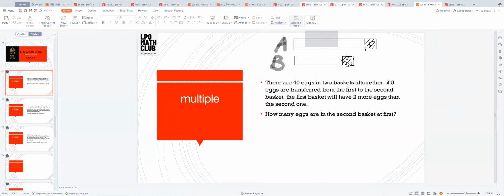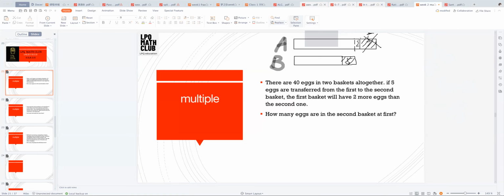Sorry, I need to draw a little bit more so it looks more reasonable. So A gives to B, so A is 5 less and B is 5 more, correct? And at this moment, A still has 2 more than B, so this is 2. So A has 5 left, and this one is gone. There's no more.